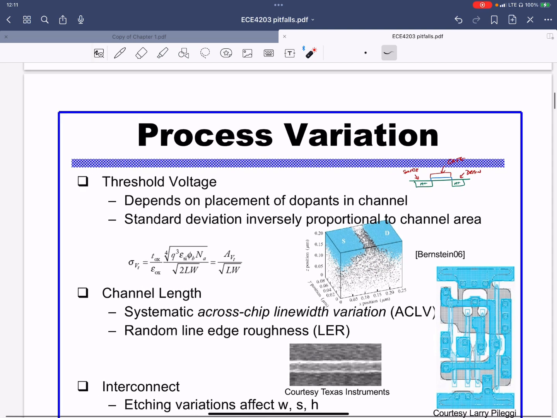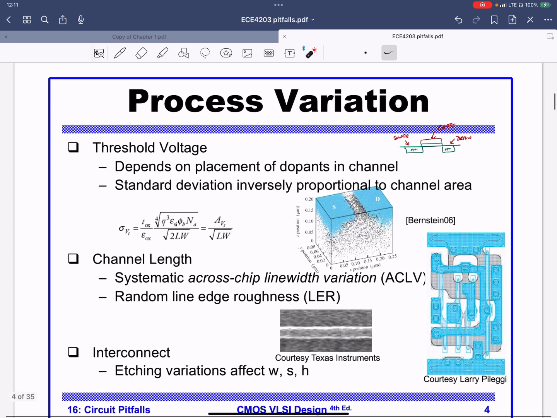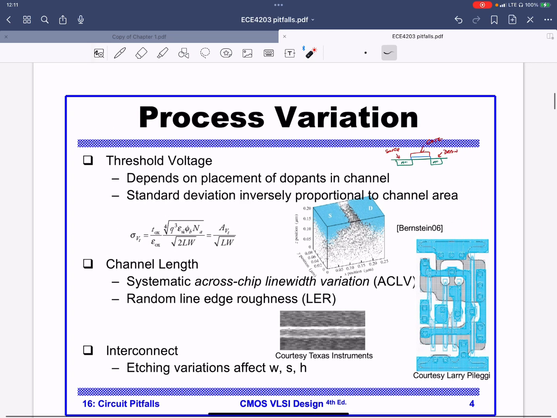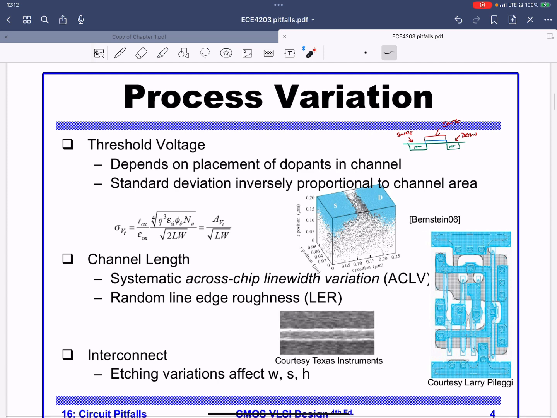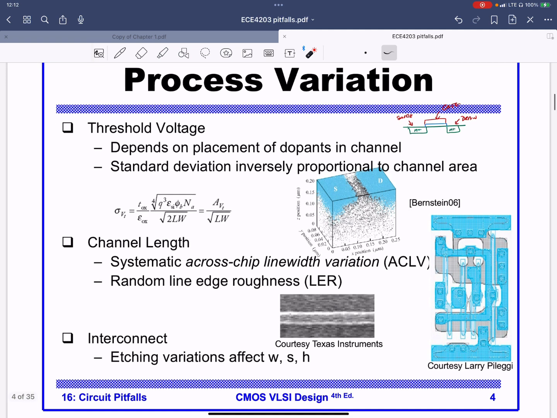But you always have some variation in dopants. So that means that even devices sitting next to each other are going to have slightly different threshold voltages. And certainly devices from chip to chip, from wafer to wafer, from wafer run to wafer run may have significantly different threshold voltages.